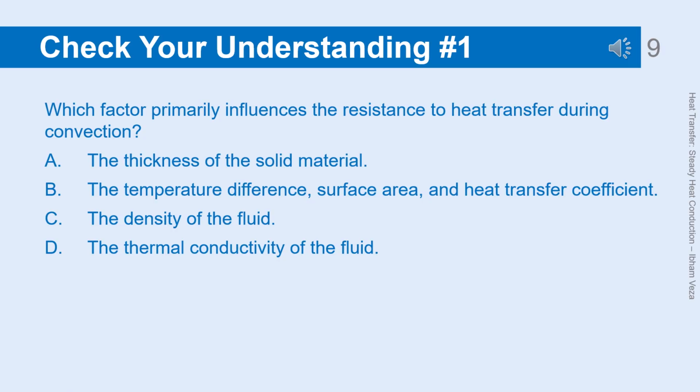The answer is B, the temperature difference, surface area, and heat transfer coefficient. Explanation of incorrect answers. A. Incorrect. The thickness of the solid material affects conduction, not convection. C. Incorrect. Fluid density affects buoyancy, but does not directly control convection resistance. D. Incorrect. Thermal conductivity affects conduction, not the resistance in convection heat transfer.